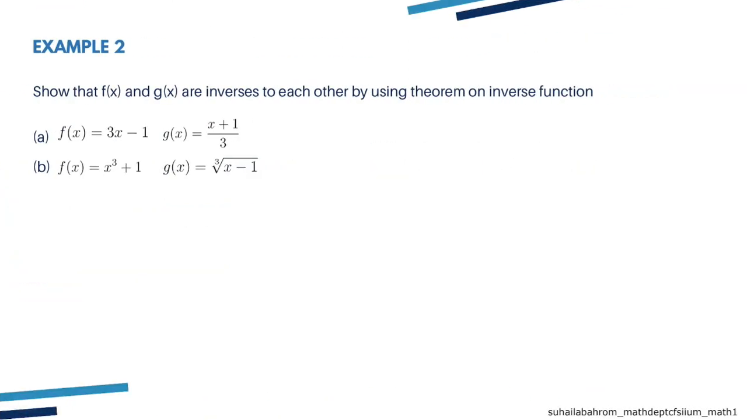Now let's look at this example. Show that f and g are inverse to each other by using the previous theorem. So how can we prove here? First, we need to find out the g composite f or f composite g. So let us try to find out f composite g first. So f composite g is equivalent to f of g, where g is x plus 1 over 3.